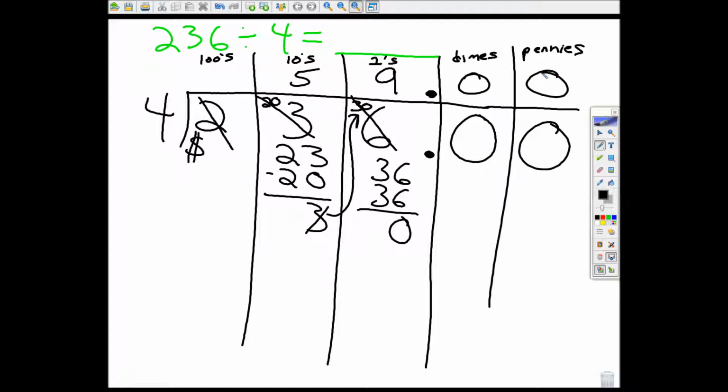This just points out the fact that I have $59 for each person if I think of this in terms of money from my original $236 to share with 4 people.